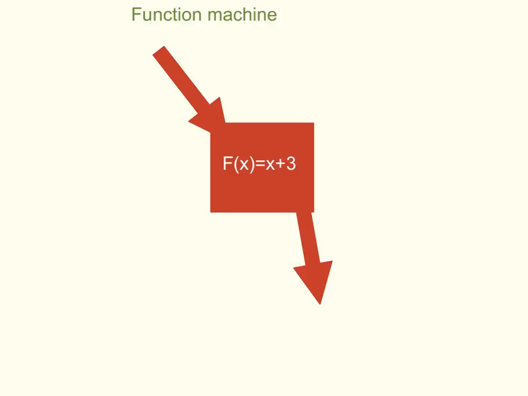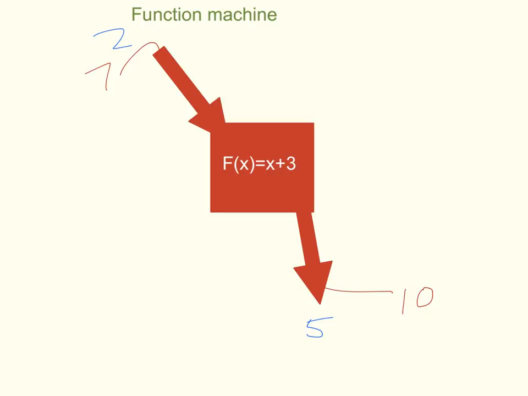So here I've made the function machine. Basically we can put in a single input to the function, and this function is x plus 3. Let's choose 2. If I put 2 into the function machine, what comes out? Well, 2 plus 3 is 5. If I put in, say, 7, a 10 would come out. 7 plus 3 is 10.